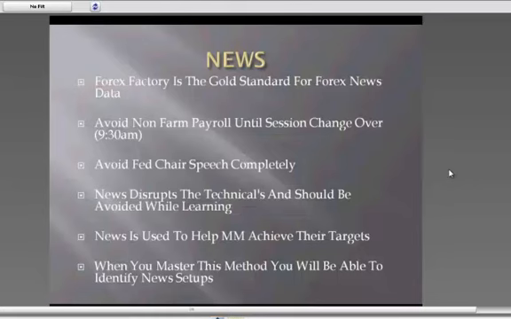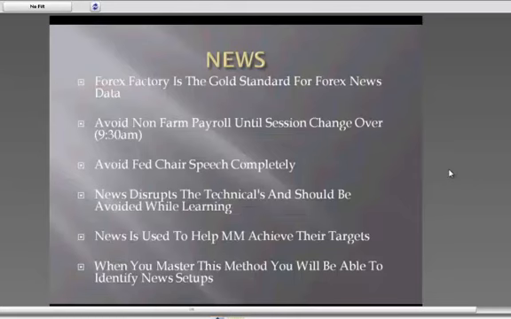News disrupts the technicals and should be avoided, especially while learning. It doesn't disrupt someone else's technicals. It disrupts our technicals because market makers get aggressive to take people's money. The news is used to help the market makers achieve their targets, not ours, their targets. And we don't always know what their targets are. We cannot see the volume or the buildup, so we don't know which way the news is going to go. They act against the market sentiment.